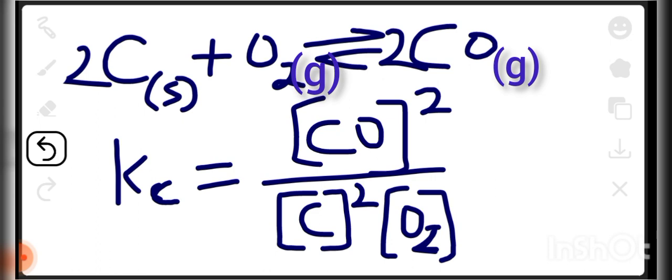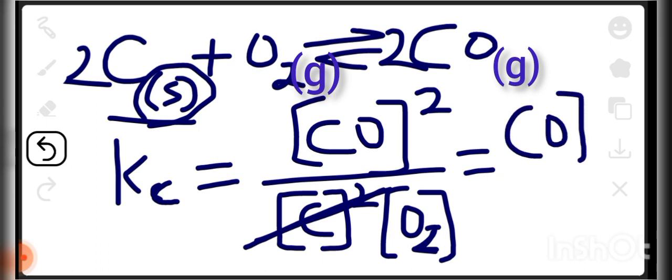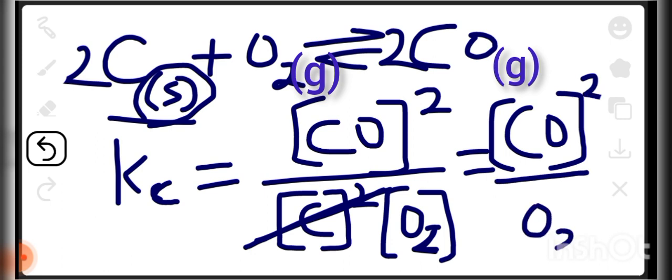You now check either of these terms. Is there any in solid state or liquid state? Look at this. It's in the solid state. So it's carbon. So you strike it out of the equilibrium constant because it's not supposed to be there. We don't add solid or liquid to this equilibrium constant. So we're going to have CO raised to power 2 over O2. This is what we are going to have at the end of the day. So this will be our equilibrium constant.